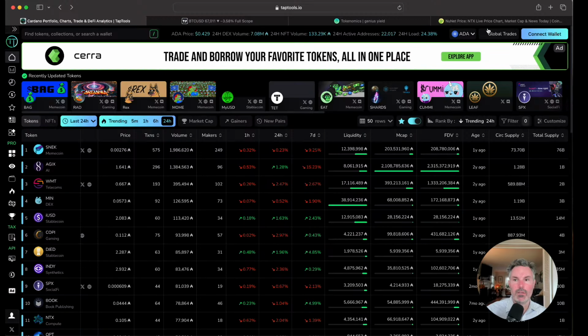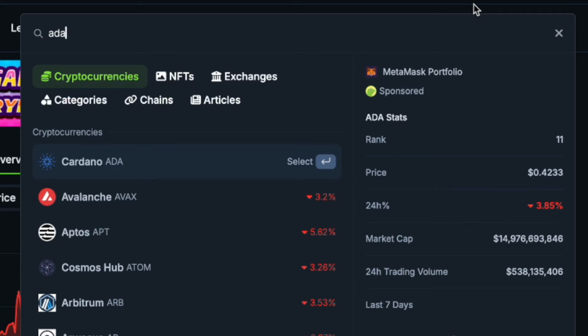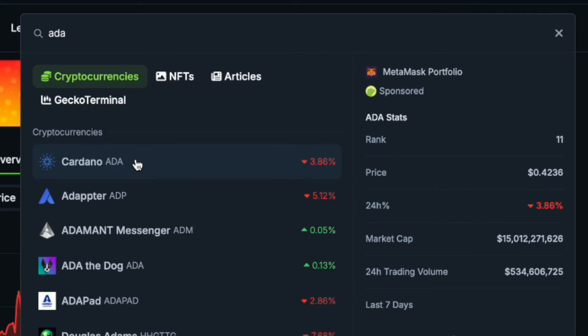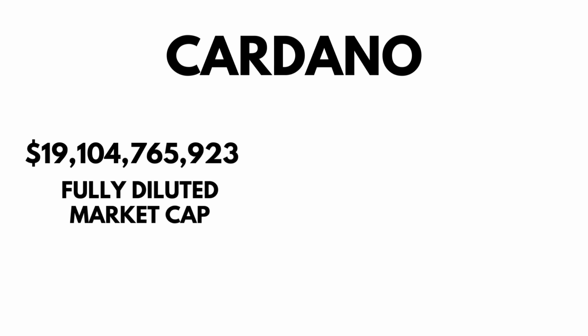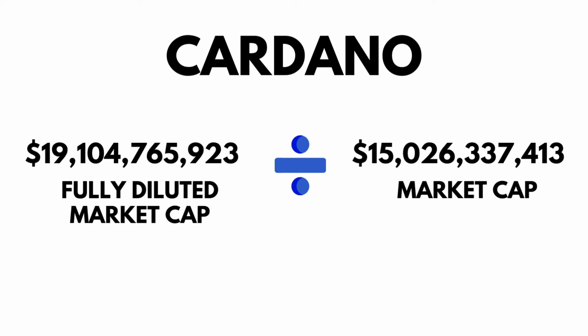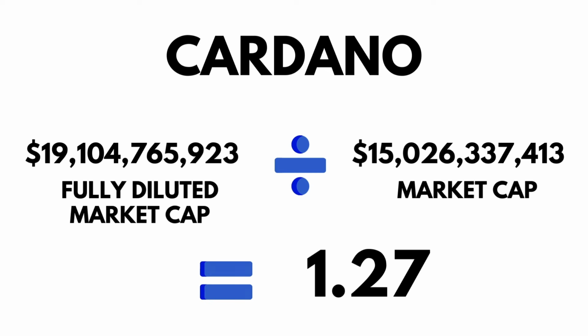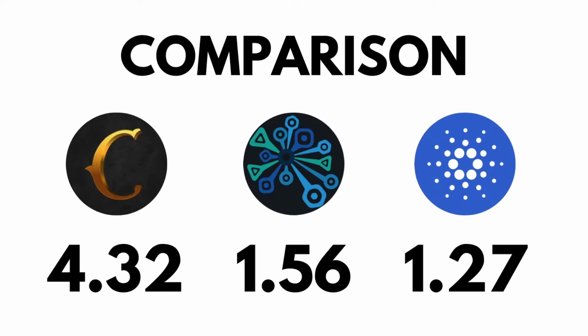Well, we can do Cardano. The numbers are bigger. You do Cardano. Let's see what Cardano's number is. Let's do Cardano's number. Why not? Fully diluted market valuation, 19,104,765,923. Let's divide that by 15,026,337,413. What do we get? 1.27. It's an undervalued layer 1. Cardano is an undervalued project.